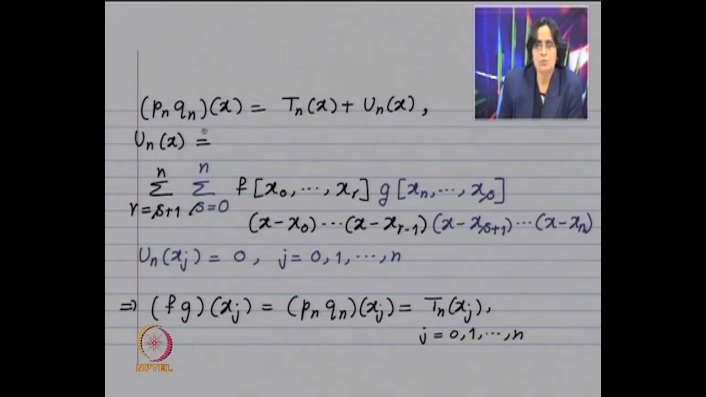and p n into q n at x j was equal to f into g at x j, that we have seen, because p n interpolates f, q n interpolates g, p n into q n interpolates f into g. Now, p n into q n at x j will be t n at x j plus u n at x j, but u n at x j is going to be 0. So, p n into q n at x j is equal to t n at x j. So, thus we have obtained a polynomial t n of degree less than or equal to n, which interpolates our product function f into g at n plus 1 points.